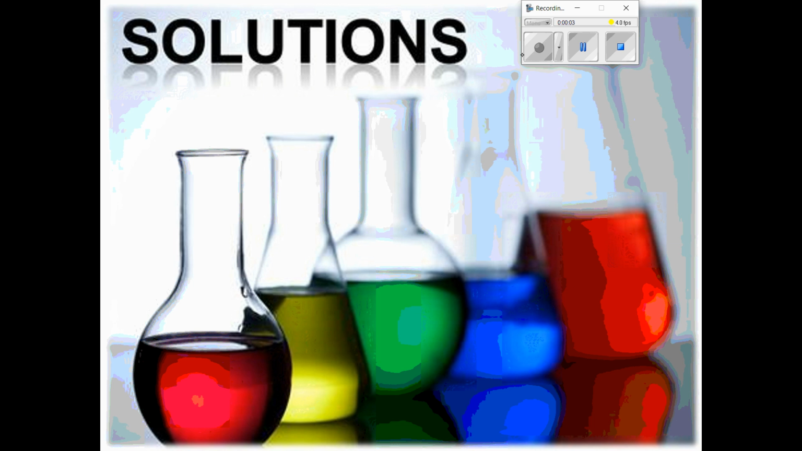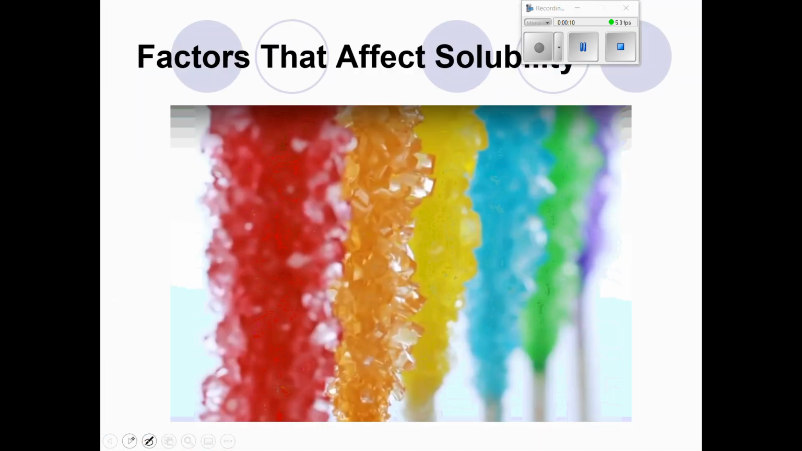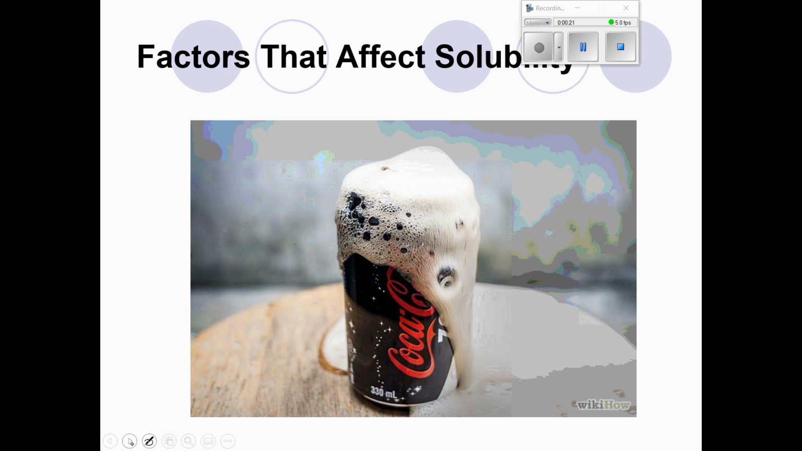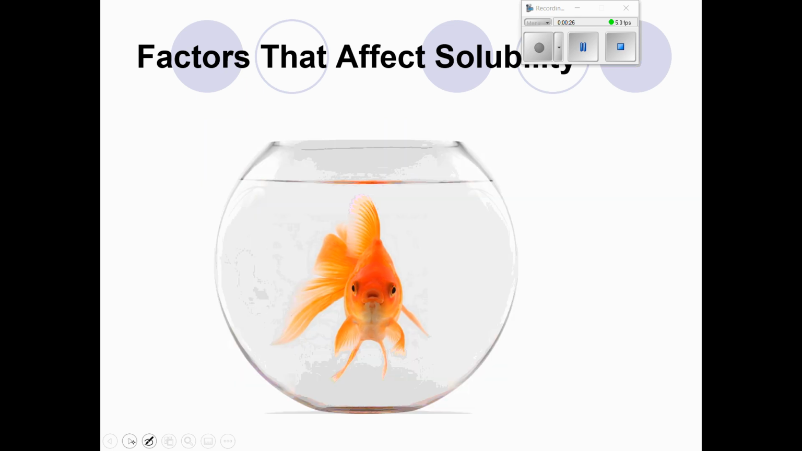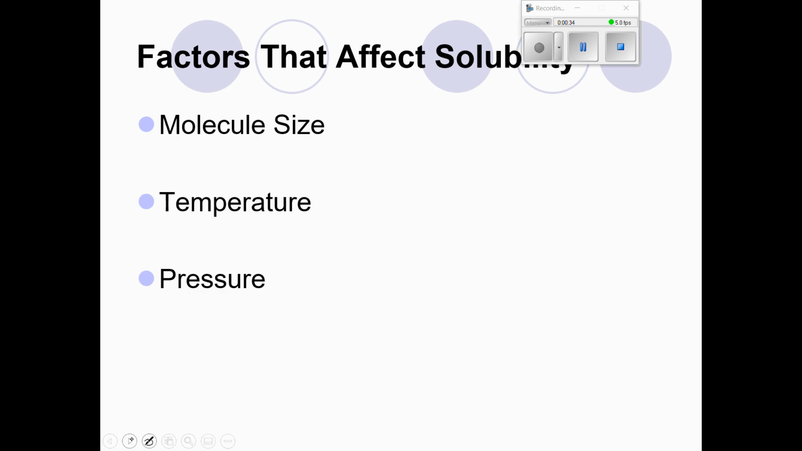This video is going to be looking at factors that affect the solubility of solutions. So what I have here is a picture of some rock candy. Why do I have a picture of this rock candy? Well, we're going to be using solubility to explain how it's actually formed. Today you're going to find out why pop fizzes when you open it. And we're also going to find out about this poor goldfish. Why does it look so terrified? What did I do to goldfish in the past? So these are all stories we'll be explaining later in this video.